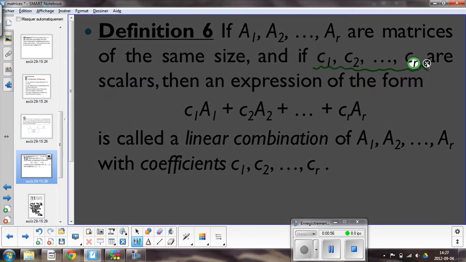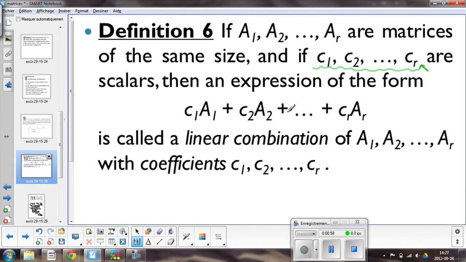1, 2, 3, sorry, 4, 5, R. So I've got R scalars and R matrices, and then I'm writing an expression of this form. A scalar times a matrix plus a scalar times another matrix, and so on. That's called a linear combination of the given matrices. And the scalars, in this case, are called coefficients.